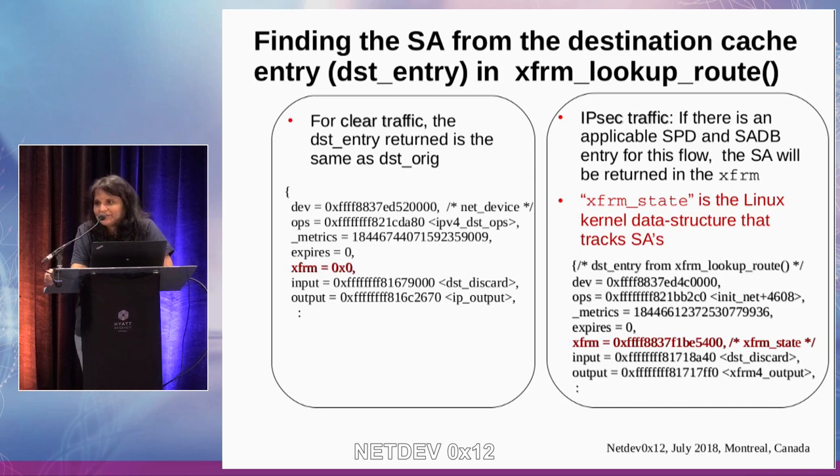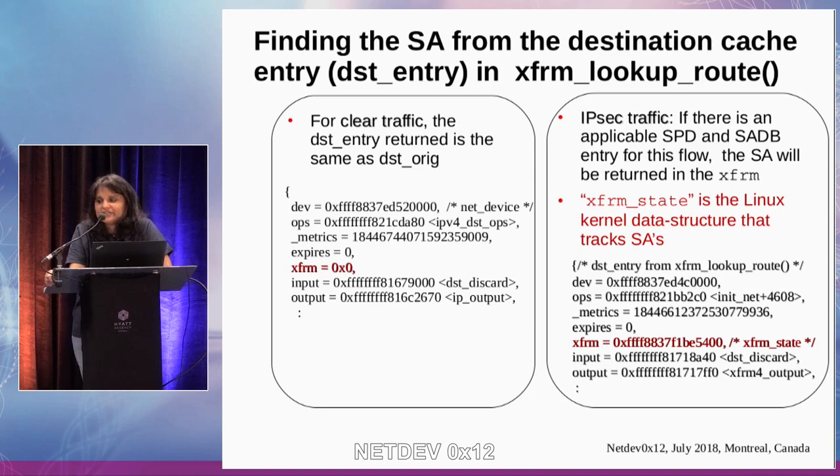On the right, you have the example that we are interested in, which is our UDP packet going to 13.9. There was a policy which applied. So next thing it does is it tries to find a security association. Assume that you had a security association. We'll see how that gets generated in a bit, but let's say we have an SA. In that case, what happens is the dest entry that is returned will have a pointer to that security association in the XFRM, which is the red thing there.